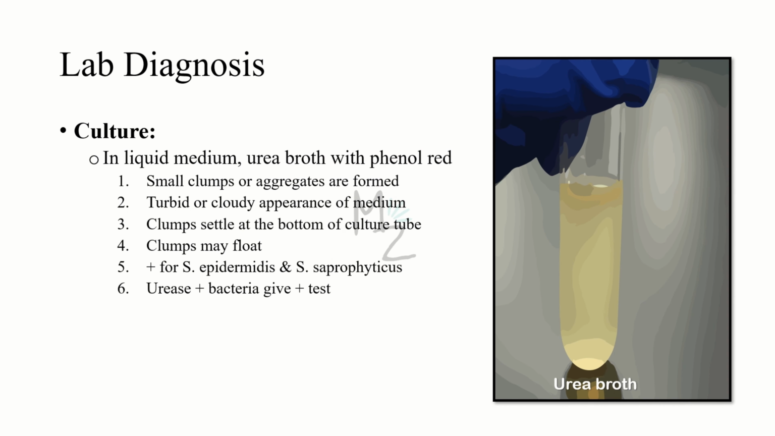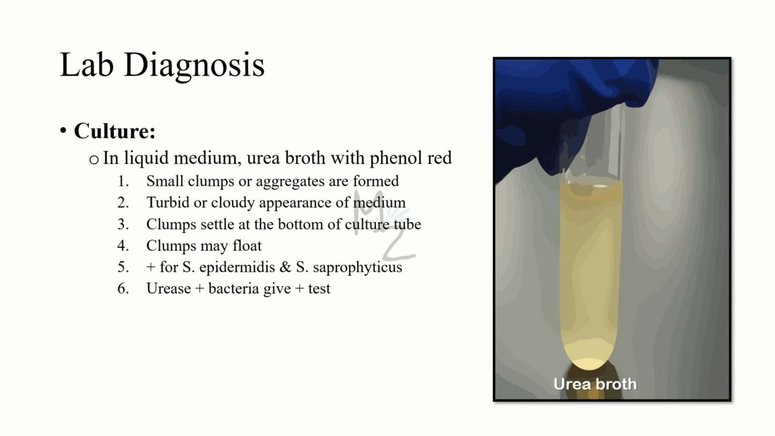Now let's talk about the liquid medium. For liquid medium, we use urea broth with phenol red, but in this picture, it's just urea broth. No phenol red is added right now. After the completion of the process, which I'm going to tell you in a moment, small clumps or aggregates are formed. Then it appears turbid or cloudy, and clumps will settle down at the bottom of the culture tube or may float. This liquid medium urea broth test is positive for Staph epidermidis and Staph saprophyticus.